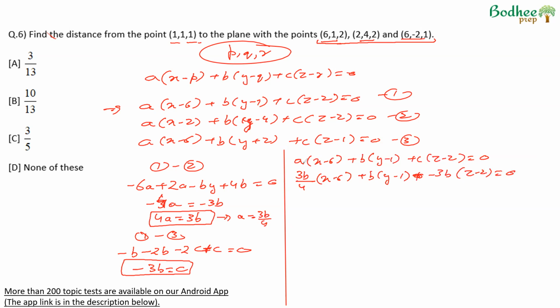Divide the entire thing by b. All the b's cancel out. Multiply the entire thing by 4. So 3 into x minus 6 plus 4 into y minus 1 minus 12 into z minus 2 is equal to 0.